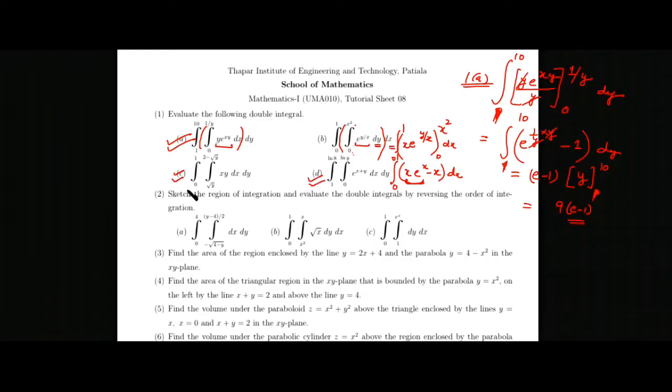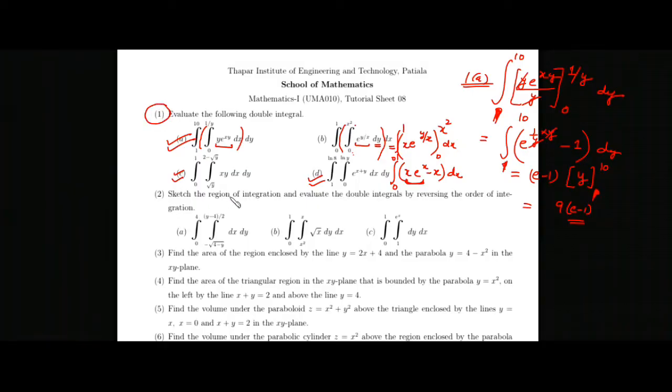So in question number 1, we have to evaluate the double integral. Just evaluation. So we will observe by which variable we have to integrate first. These are the limits of that one. You just integrate by treating the other variable to be constant. Substitute the limits, simplify it, then integrate with respect to another variable, substitute the limits, simplify it. So this is your question number 1.